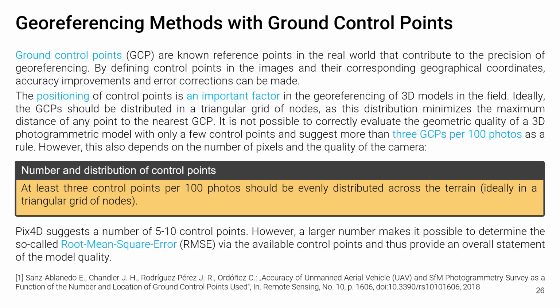However, this also depends on the number of pixels and the quality of the camera. At least 3 control points per 100 photos should be evenly distributed across the terrain, ideally in a triangular grid of nodes. Pix4D suggests a number of 5 to 10 control points. Actually, only 3 control points are required for georeferencing, which cover as large a triangular area as possible. However, a larger number makes it possible to determine the so-called root mean square error via the available control points and thus provide an overall statement of the model quality.